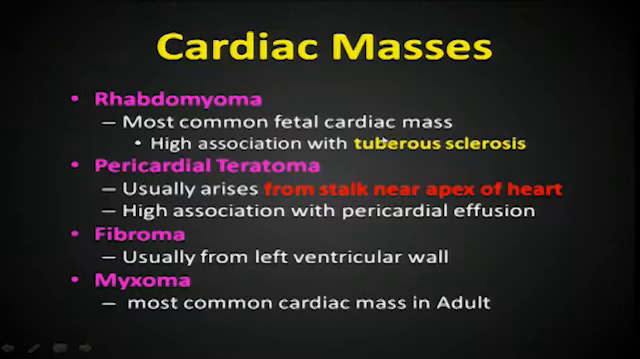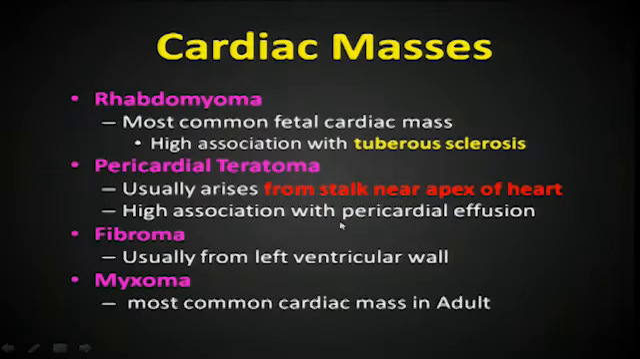Rhabdomyoma, again, is the most common fetal cardiac mass, has a high association with tuberous sclerosis. So remember, I looked up into the head, you could actually see little tubers up in the brain. So if you see multiple rhabdomyomas, make sure you're looking at the head, and then also later on, sometimes you can even get them in the liver. So there's these little tubers, these little masses.